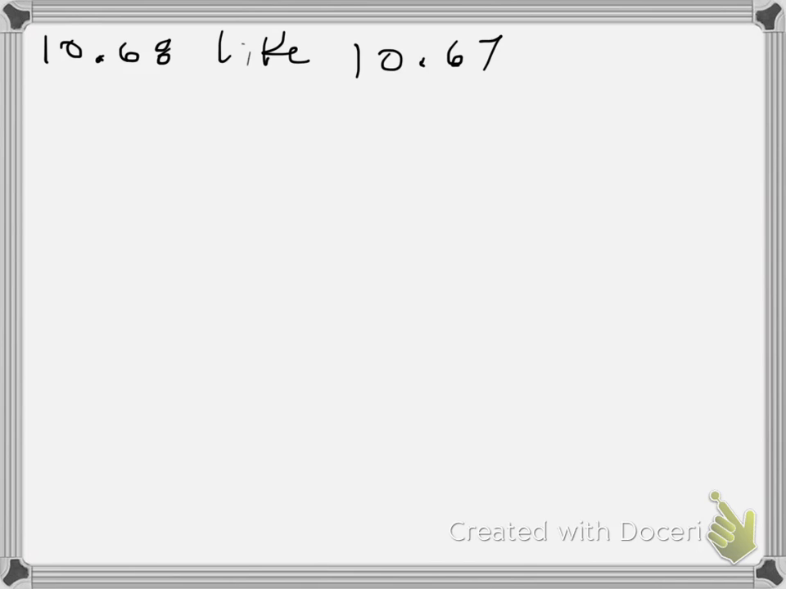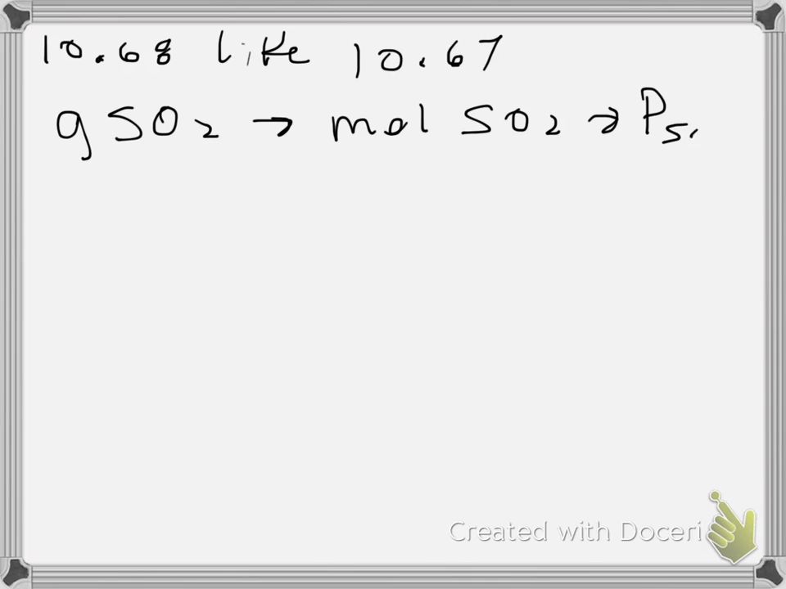B, same question for N2, and then C, what is the total? Well, basically, you've got grams of SO2, which you're going to have to convert to moles of SO2. And then once you get that information, given that you're going to put it in that 10-liter vessel at 25 degrees Celsius, then you can get the partial pressure of SO2.